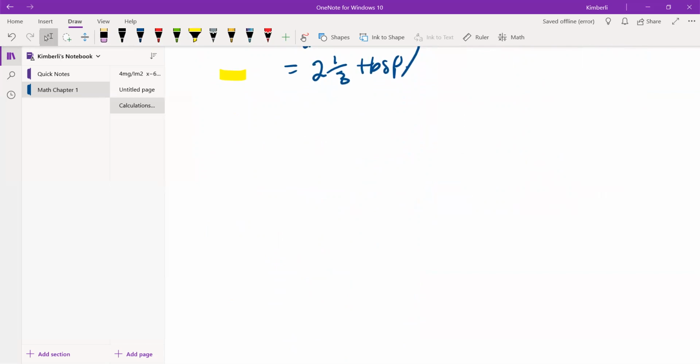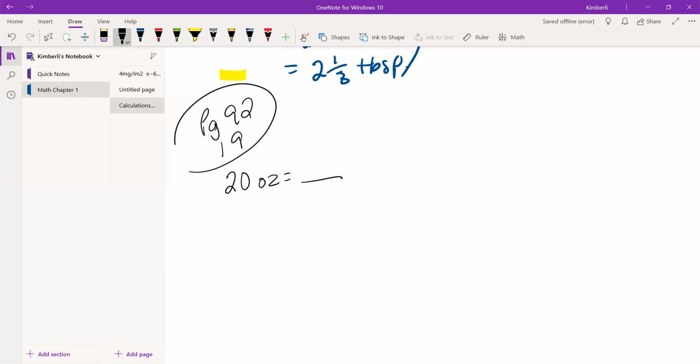Okay, so then page 92 gives you quite a few practice problems that you can practice with. So let's look at one of those just so we can continue the momentum here. Let's look at number 9 on page 92. So page 92, number 9. 20 ounces is equal to how many pounds?